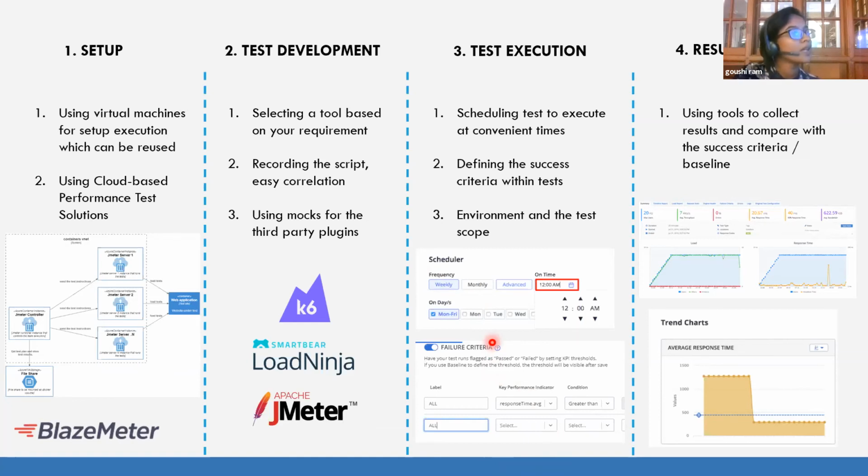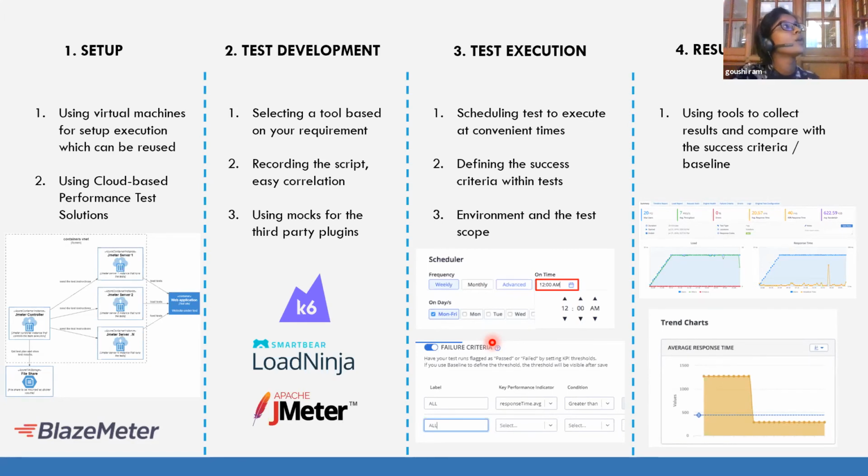Apart from that, an important factor in execution is the environment and the test scope. If your production environment and your testing environment are of different specs, your test scope should also be scaled down according to that. Let's say your production environment is of higher specs and your testing environment is one-fourth scale down. Relatively, your test scope, or the number of users you're taking in, also needs to be scaled down appropriately. So this is an important factor when it comes to test execution.